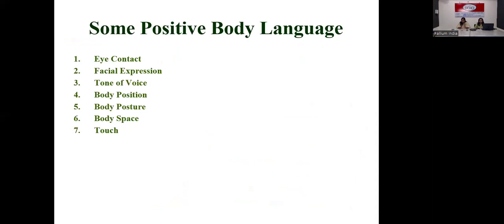There are some components of body language, for example eye contact, which is the beginning and the most important factor, and then facial expression, tone of voice, body positioning, body posture, body space, and touch. These seven components of body language play a very major role when it comes to positive body language.